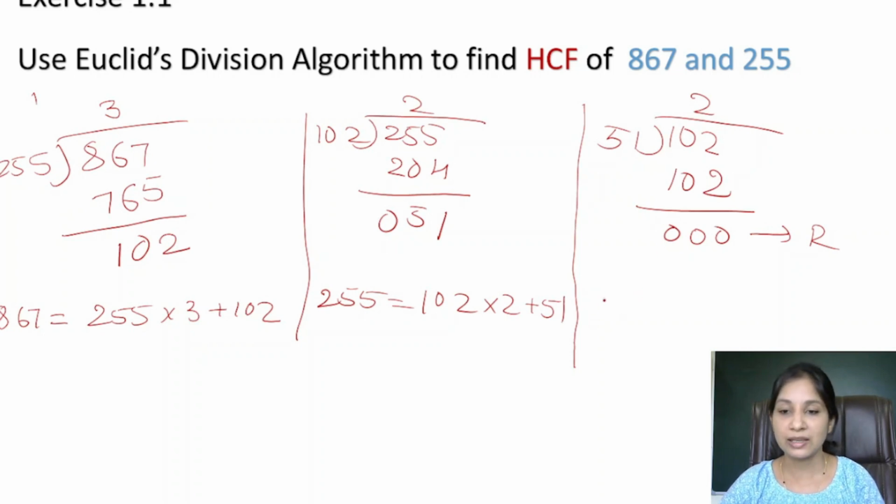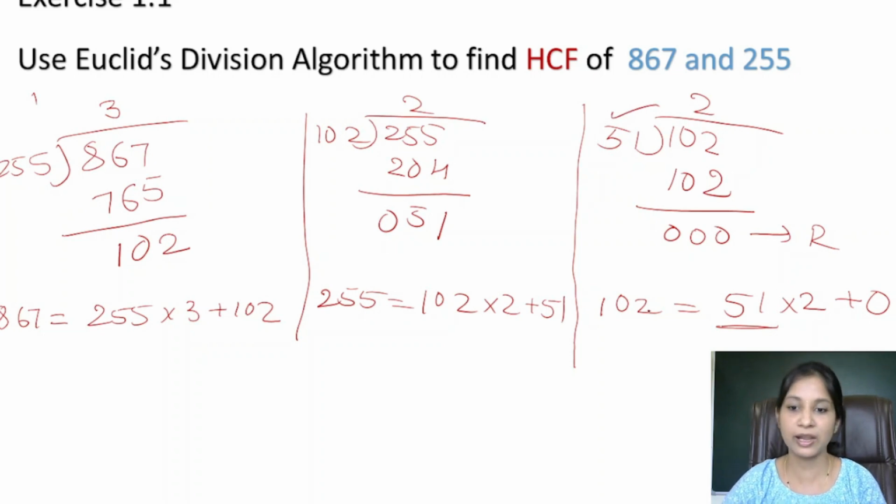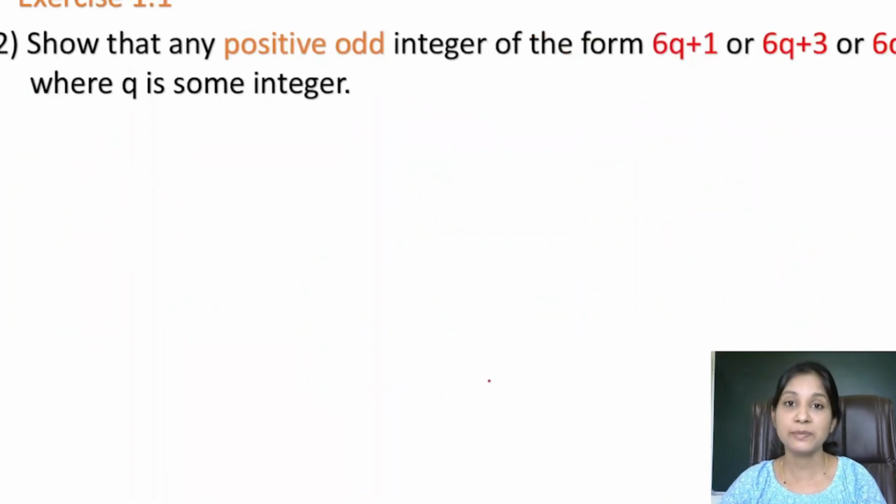So I can write 102 equals 51 multiplied by 2 plus 0. So we got 0 as the remainder. In this stage, the divisor is 51. The divisor is 51, so this is the HCF. So the HCF of these two numbers is 51. It's very simple. Let us go for the second problem.